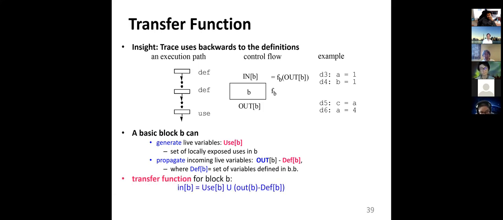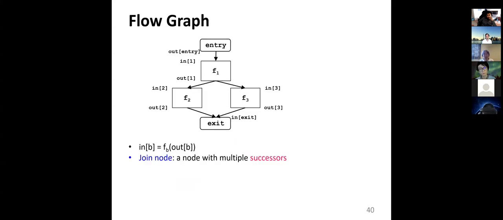And then our transfer function, surprise, surprise, is input equals use of B union output minus definition, right? You see, equations are very similar, right? It's just the meaning of use and def slightly different, and input and output change their places. But everything else looks very similar. For a very different problem, we kind of get very similar equations, right?